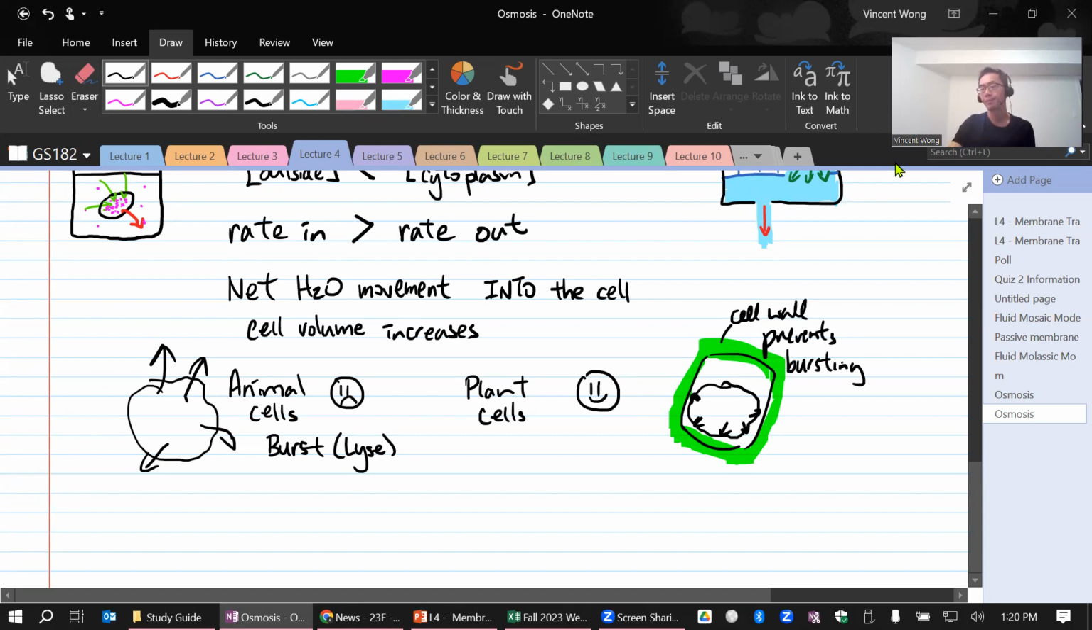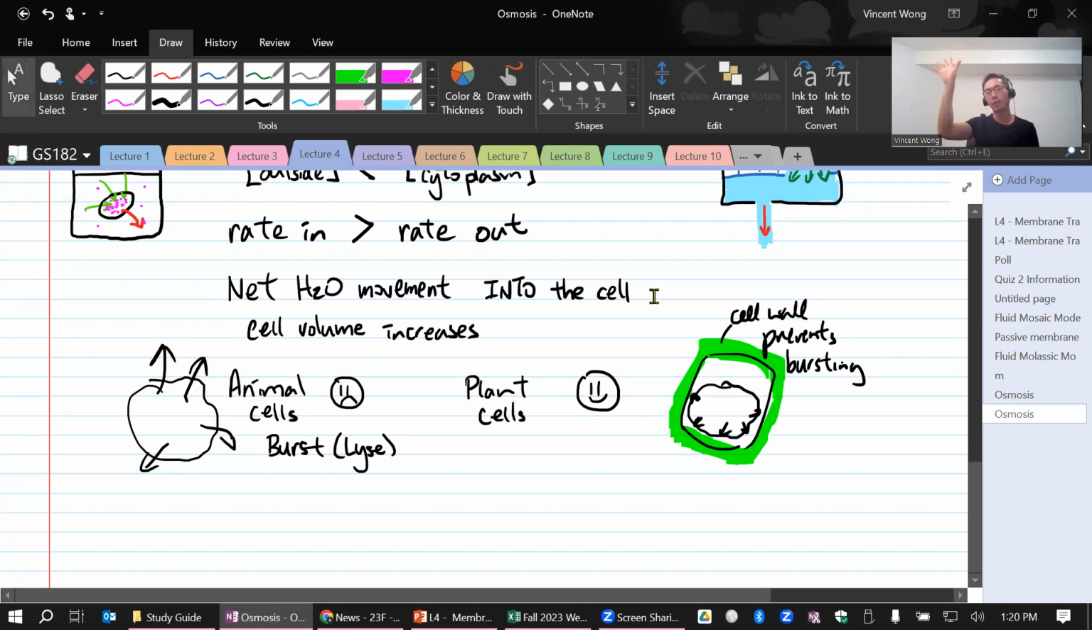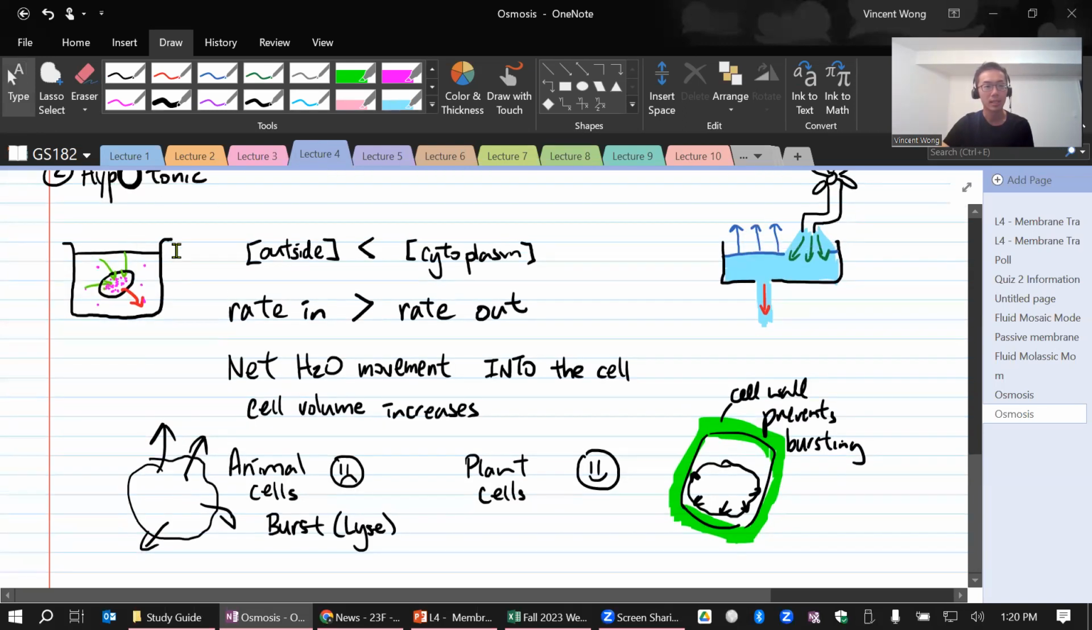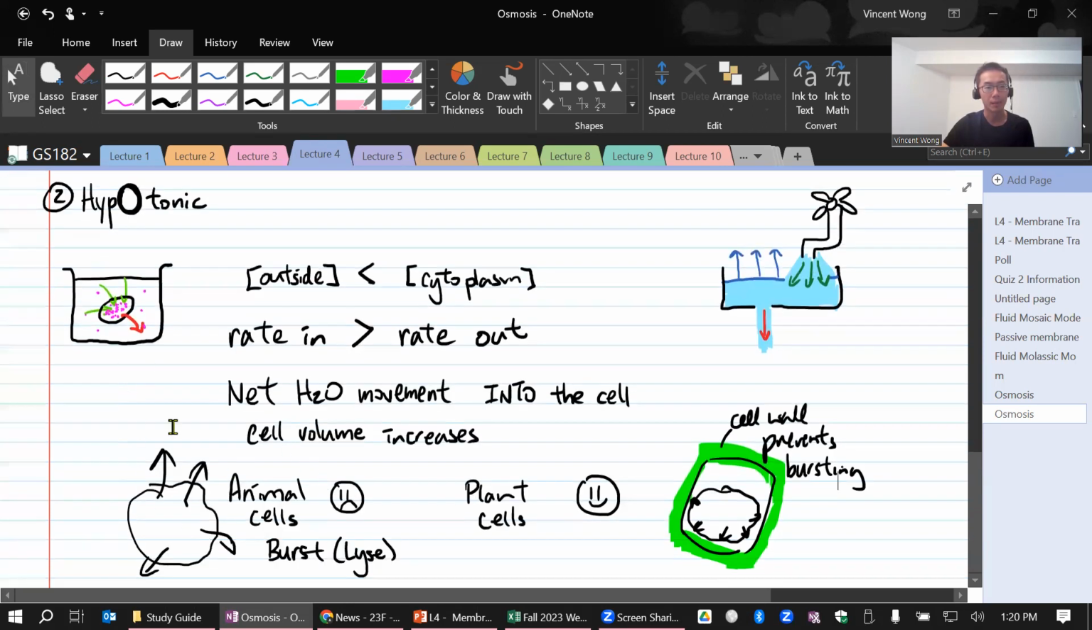The plant cells are the happiest in a hypotonic environment. The water will make the plant stand up, all the leaves will open, and they will be able to capture as much sunlight as they want. So this is hypotonic. Remember the big O here, it shows you that the cell is swelling up. All right.